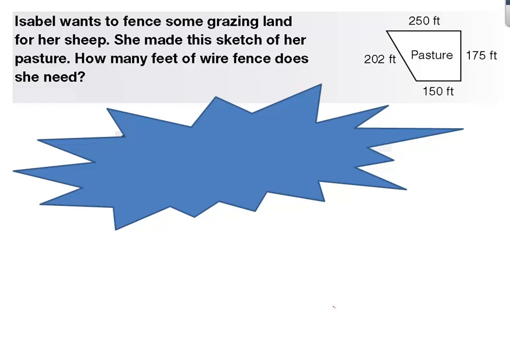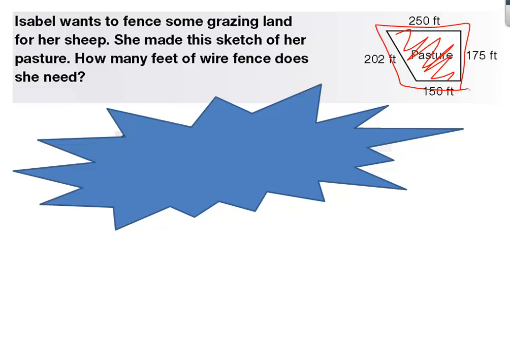Isabel wants to fence some grazing land for her sheep. She made the sketch of her pasture. How many feet of wire does she need? Well, when they're asking you how many feet of wire does she need, what are they asking you to find out? Are they asking you to find out the area of this pasture, or are they asking you to find the perimeter of this pasture? Well, if you need a fence that goes around it, obviously we're looking for perimeter.